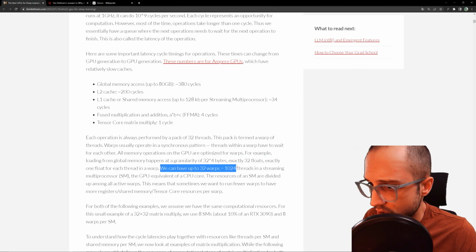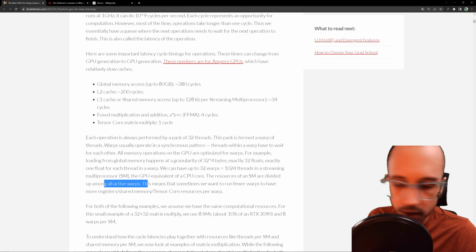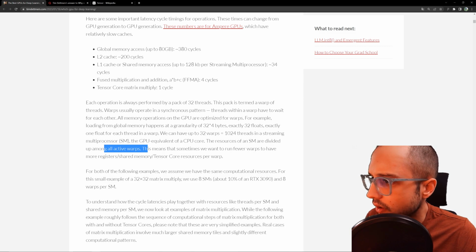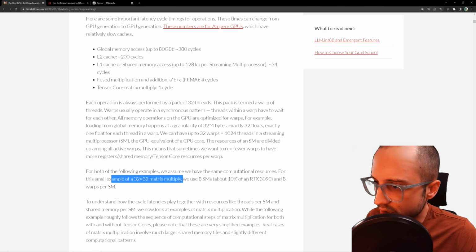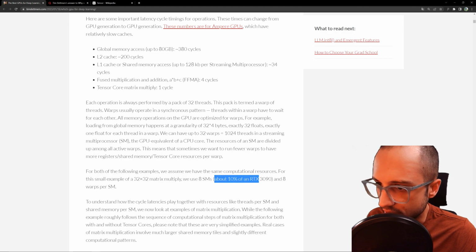We can have up to 32 warps in a streaming multiprocessor, the GPU equivalent of a CPU. The resources of a streaming multiprocessor are divided among all active warps. For this small 32 by 32 matrix multiply, we use about 8 streaming multiprocessors, which is about 10% of an RTX 3090. Okay, so this is actually the GPU that we have on this computer. So roughly 10% of the GPU we have is going to be used for the 32 by 32.